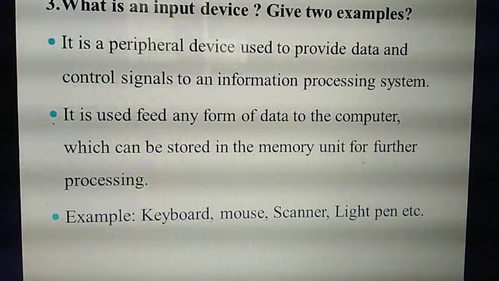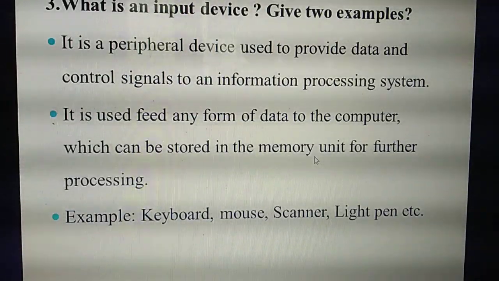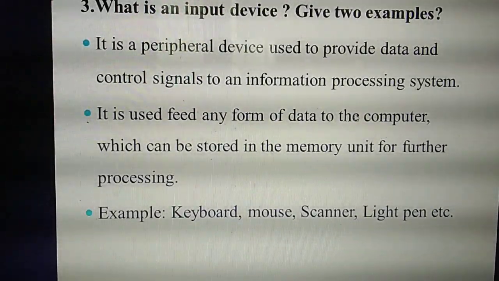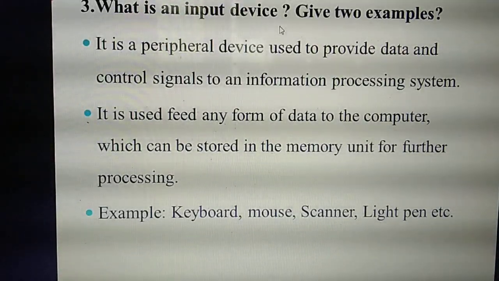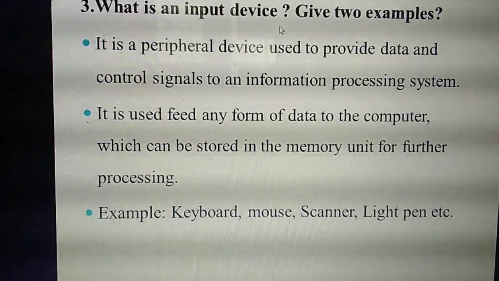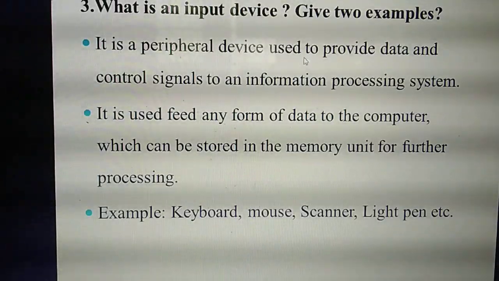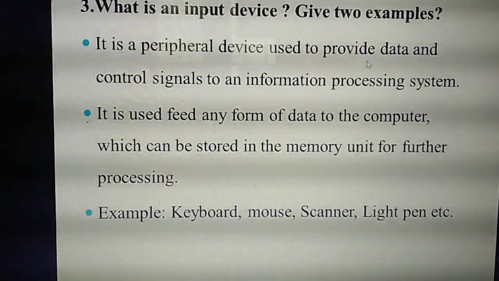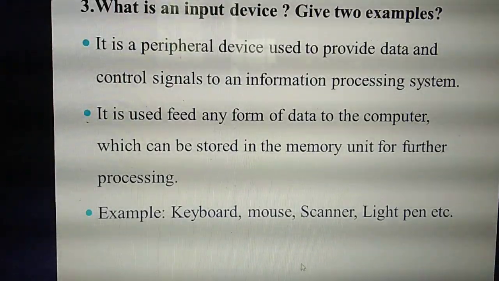Third question, I asked you to write in notes or in paper. What's the third question? Write it. What is an input device? Give two examples. Write fast. First point, it is a peripheral device used to provide data and control signals to an information processing system. Is it visible for you? Please write it fast. These 3 points you should write.